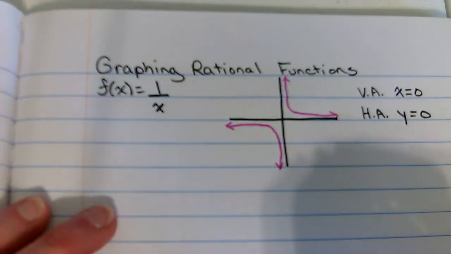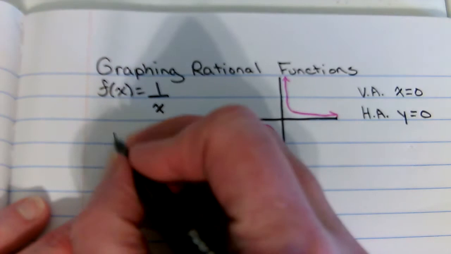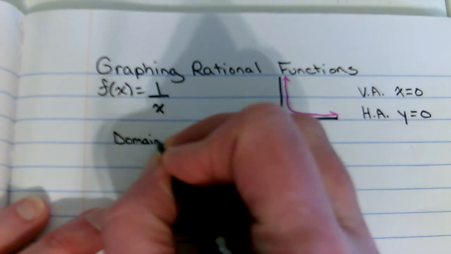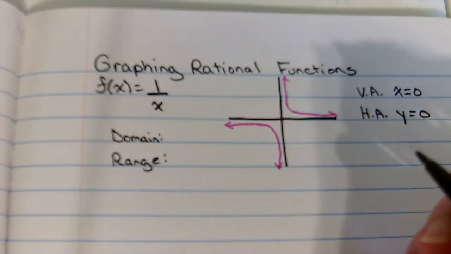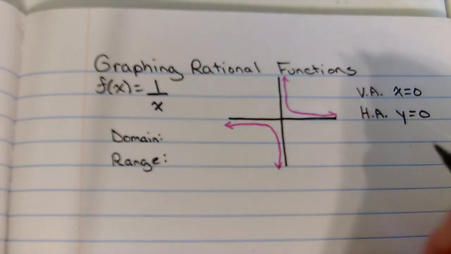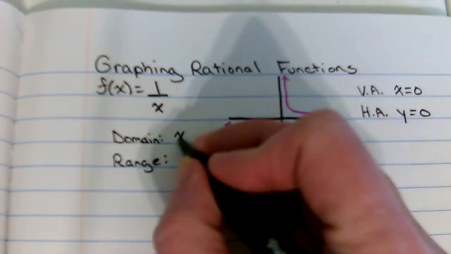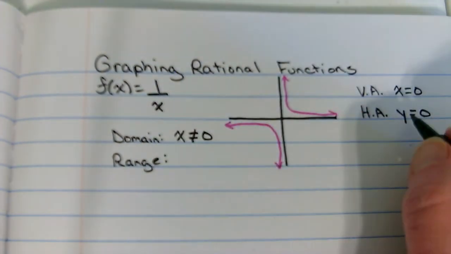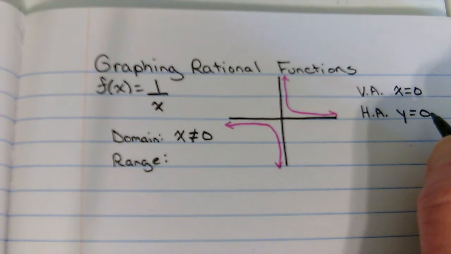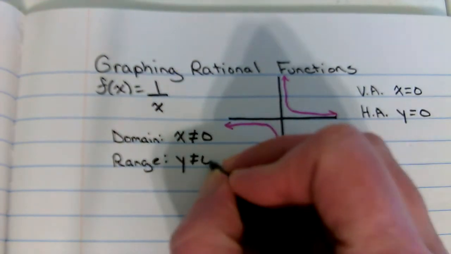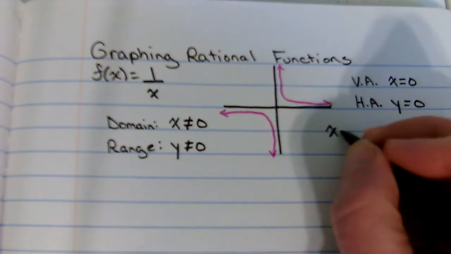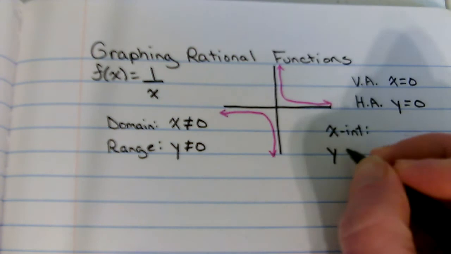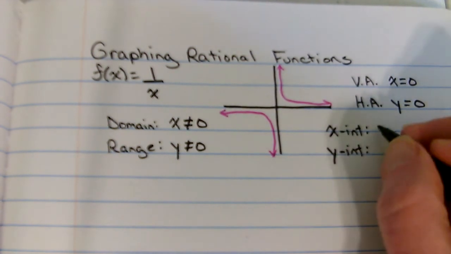Some other key features would be its domain and its range. Well, its domain is any value except for 0, so x cannot be 0. And guess what? The range is directly correlated to the horizontal asymptote, so y is not 0. Now, other key features of graphs are our x-intercepts and y-intercepts. In this particular one, it's not crossing the x-axis or the y-axis, so there are none.